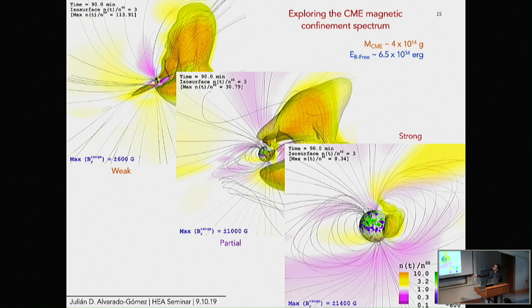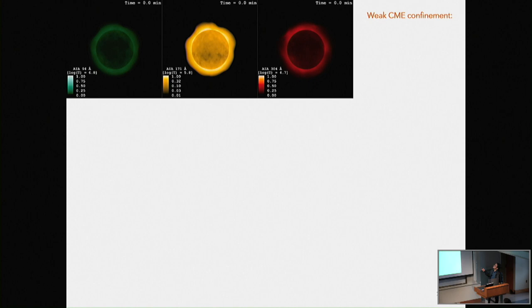So our idea is to explore what the corona is doing when all these things are happening, and can we find ways to observe this in the future. And this is what we did in this paper. So this is basically the first case, the weak CME confinement. This will go very fast, but I will just put it in a relevant moment.